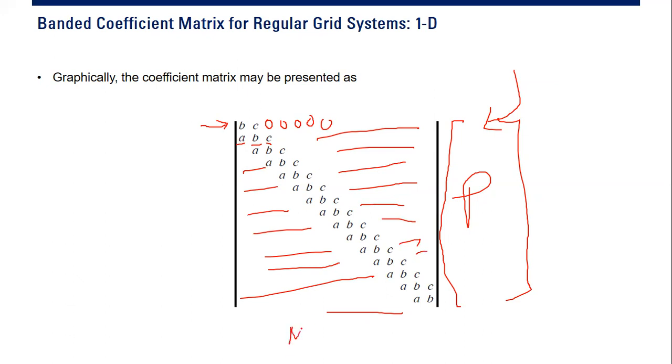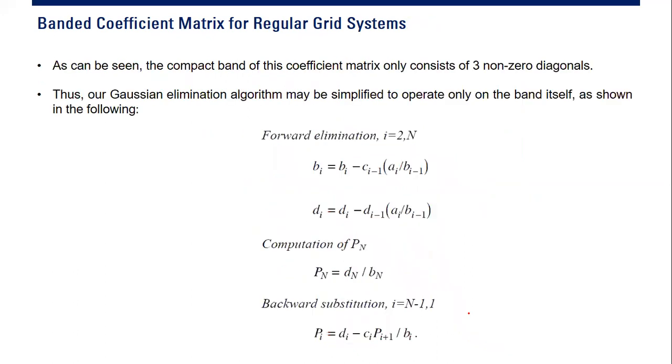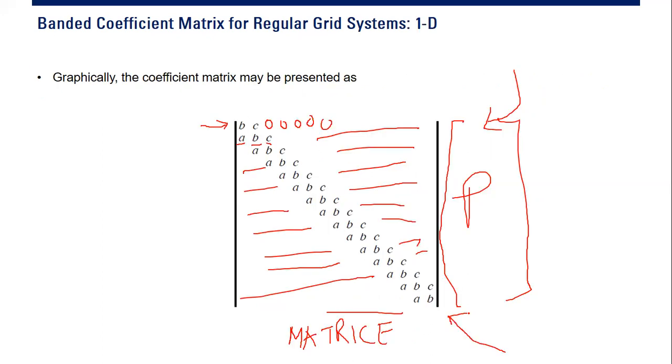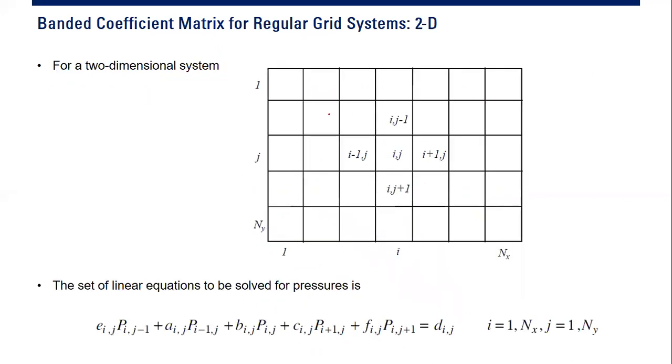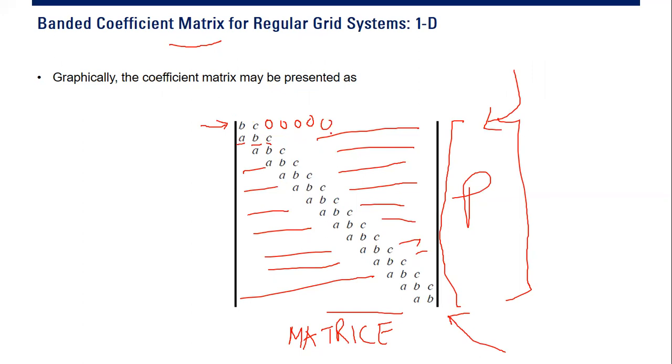Okay, so here we have our matrix. All right. And we have the diagonal, the banded coefficient matrix. This is just for a one dimensional system. As can be seen, the compact band of this coefficient matrix only consists of three non-zero diagonals. Maybe we use the term matrix, okay? So we have non-zero A, B, C, non-zero. And we have a compact band, okay? Only consists of three non-zero diagonals. Here, the diagonals. The others are zero, okay?